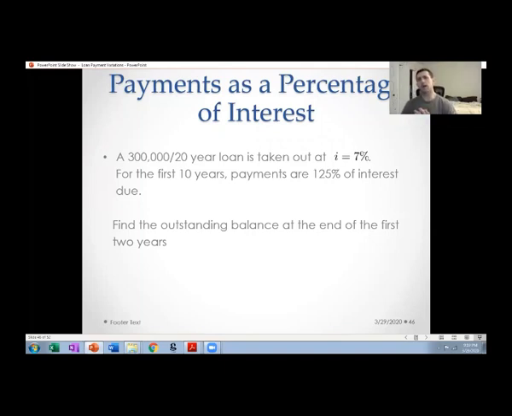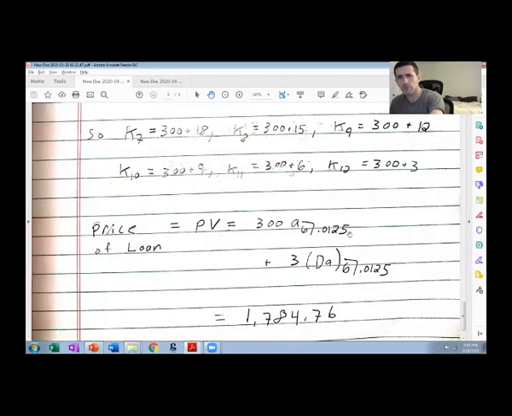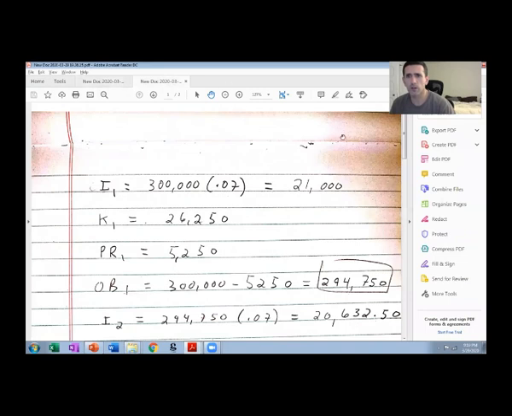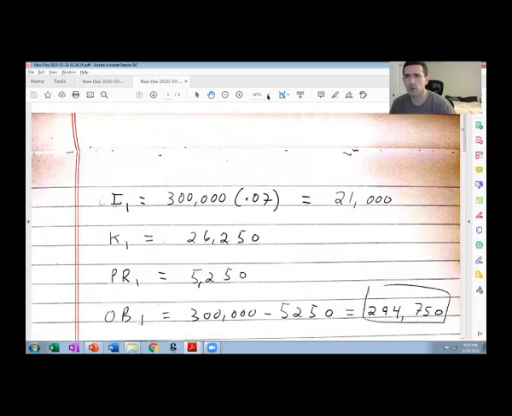Well, let's find the outstanding balance at the end of the first, sorry, the 20-year loan. This is correct, 20-year loan. Let's figure out, using common sense, what the outstanding balance at the end of the first 2 years is under this scheme. Okay, give me one moment.